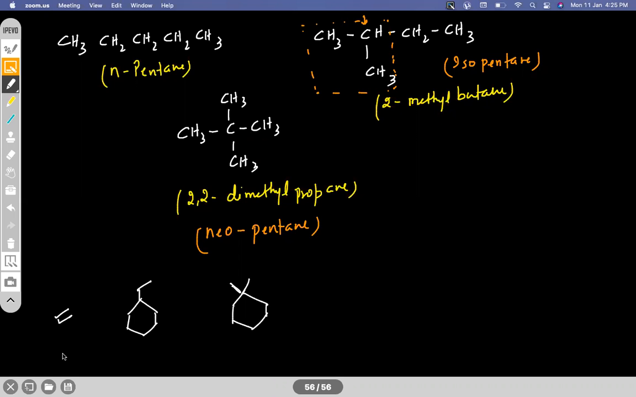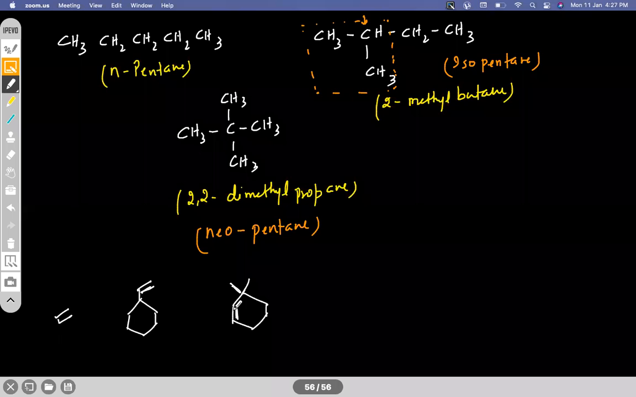Okay, so the key point here is, oh yeah, I missed one thing. We have a double bond here actually. And you can place the double bond here also. Once again, 2, 3, 4, 5, not here. You can place it here.